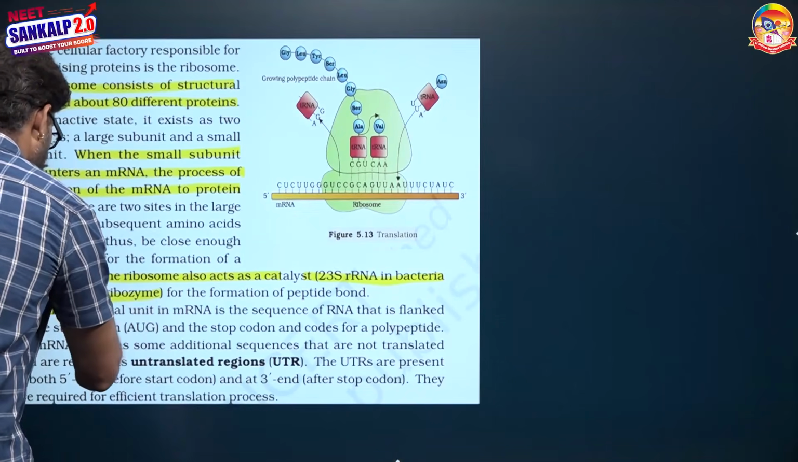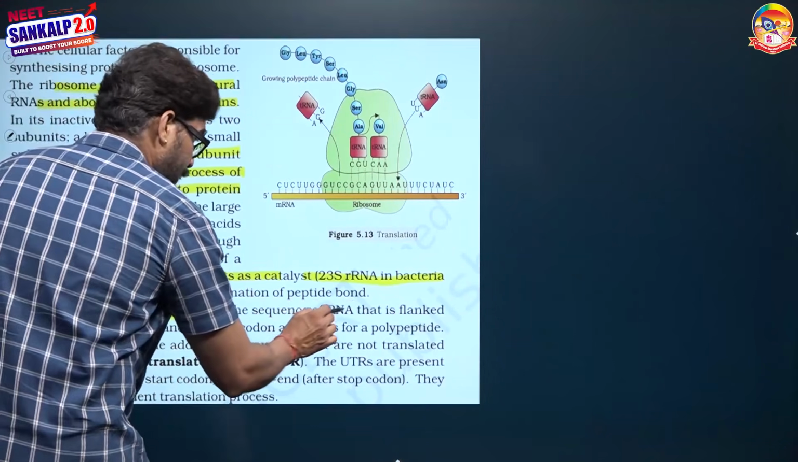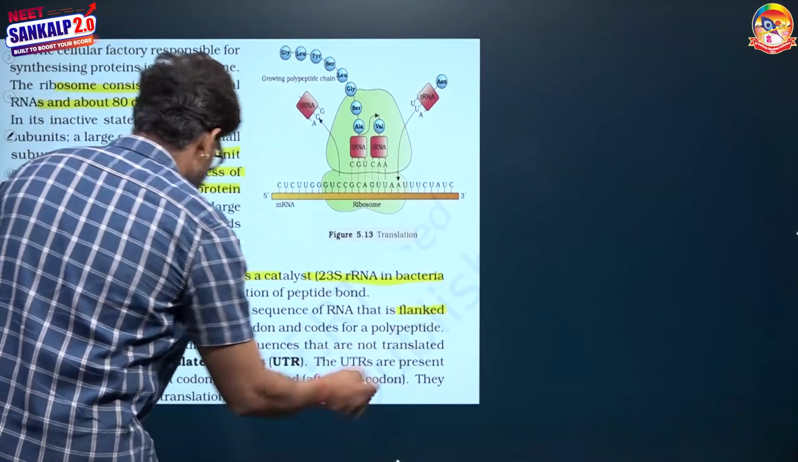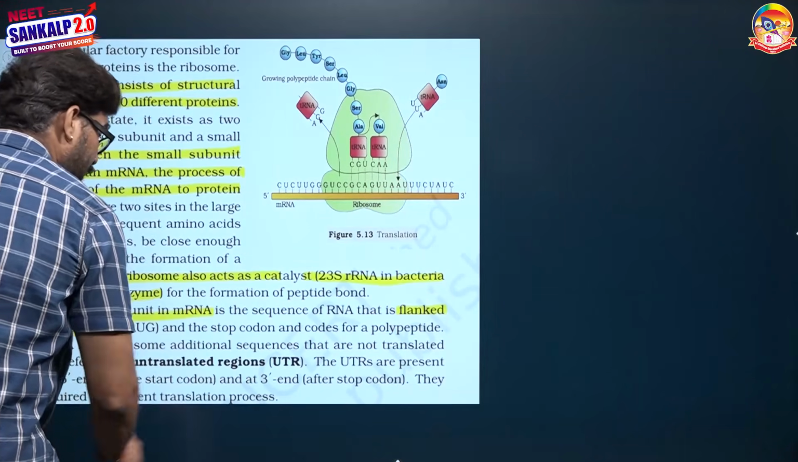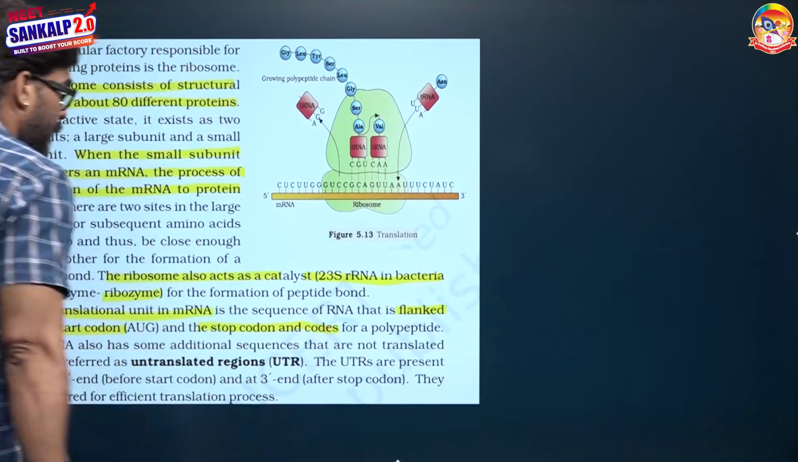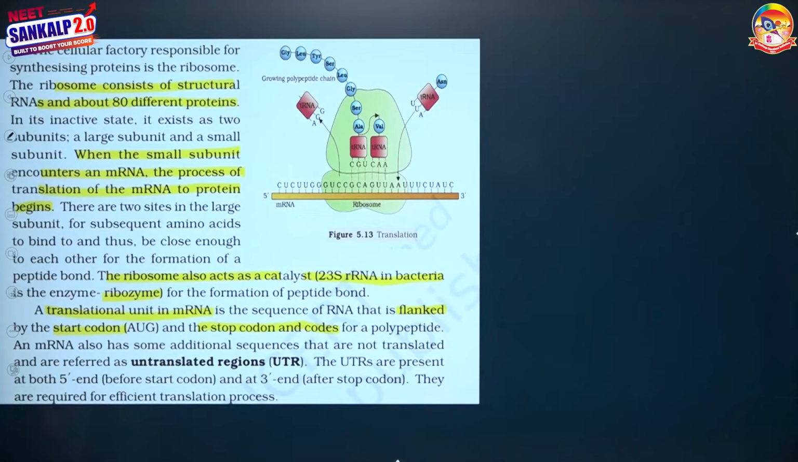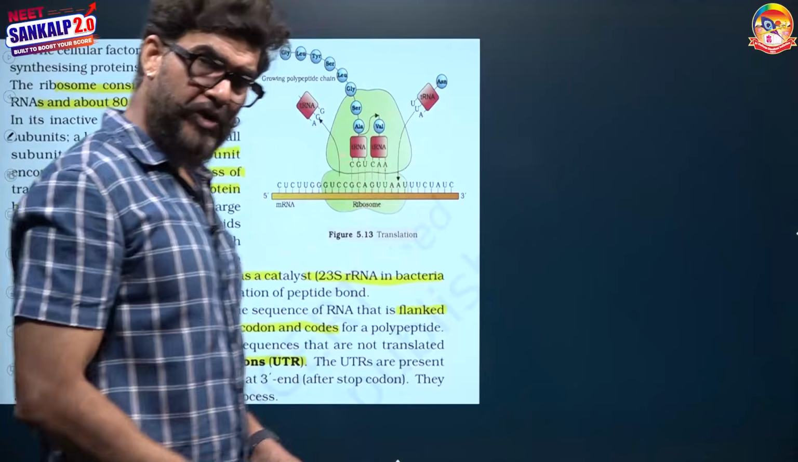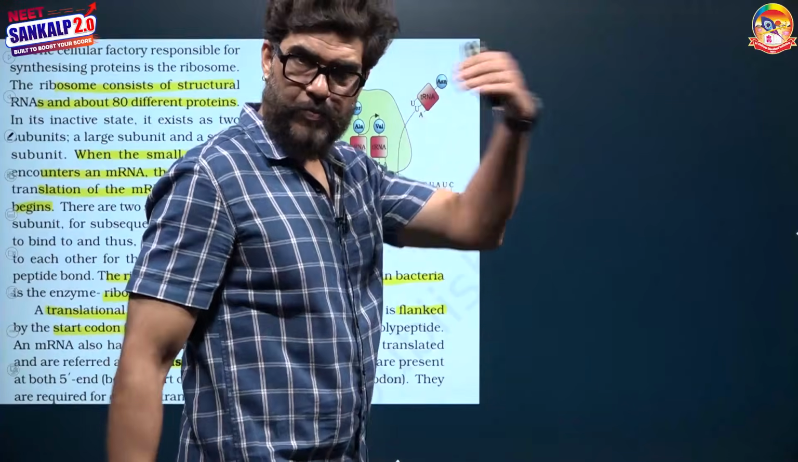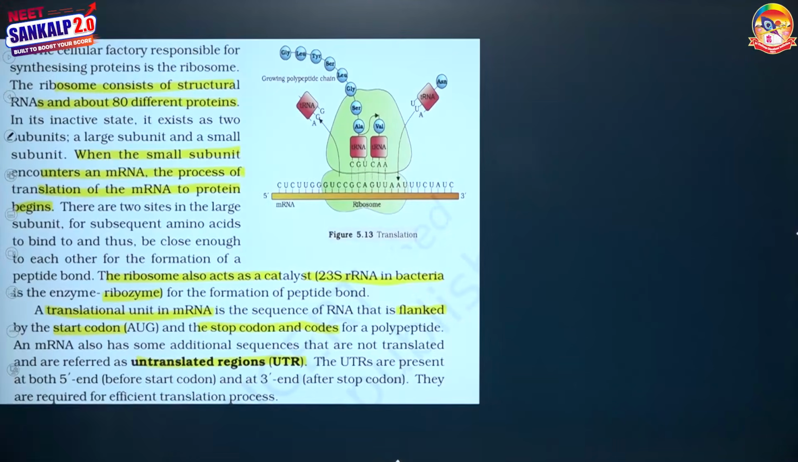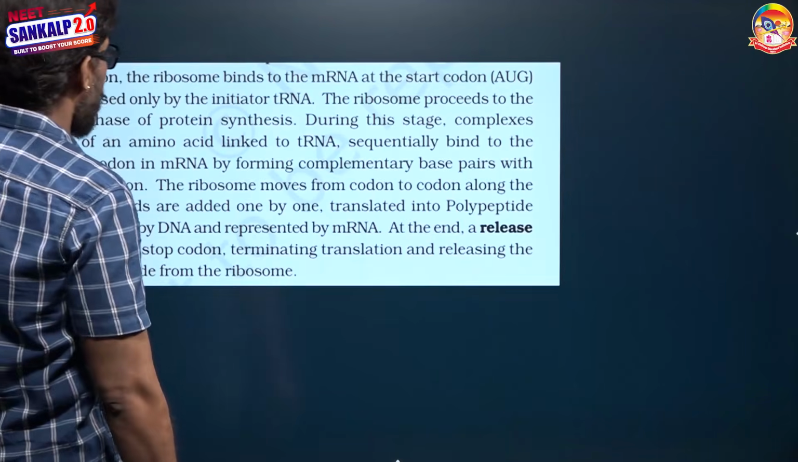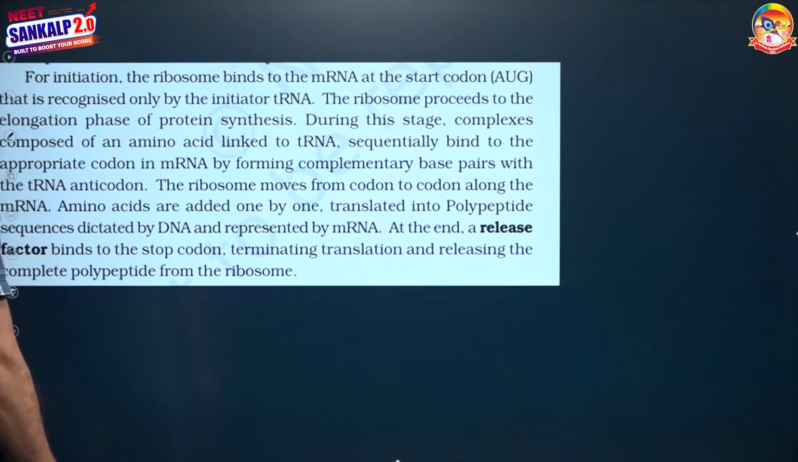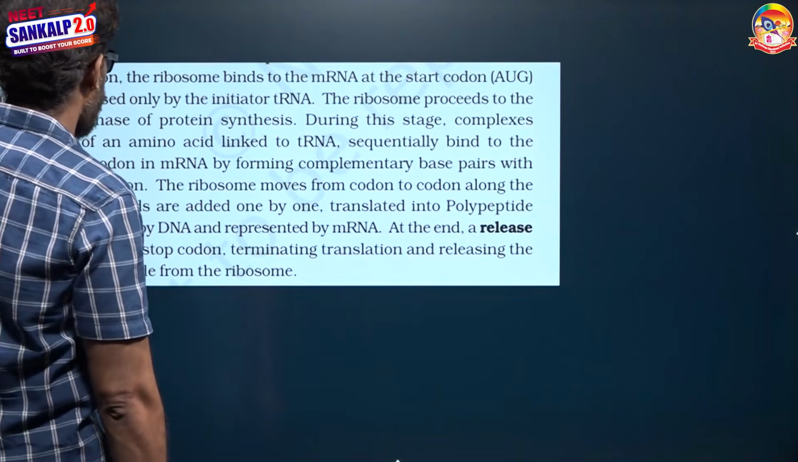The translation unit in messenger RNA is a sequence of messenger RNA that is flanked by the start codon AUG and the stop codon. And messenger RNA also has some additional sequences called untranslated regions, UTR. At the 5' end they are present before the initiation codon, and towards the 3' end they are present after the termination codon. For initiation, the ribosome binds to the messenger RNA and the start codon is recognized only by the initiator transfer RNA. The ribosome proceeds to the elongation phase of protein synthesis.